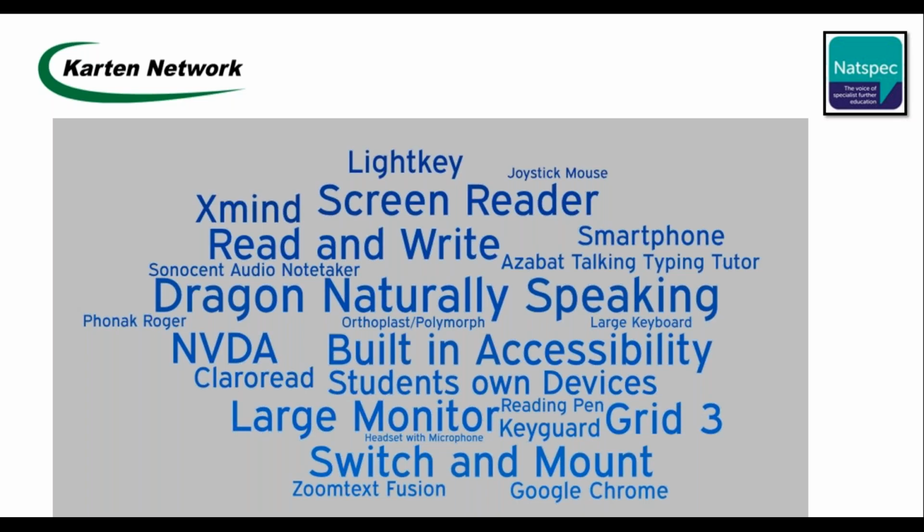So things like built-in accessibility and Dragon Naturally Speaking, Read&Write, screen readers, and things like that are very frequently mentioned. But then obviously everyone's got their own tools that they like working with, or that fit their own particular group of individuals that they're assessing on a regular basis. So things like reading pens and headsets, Google Chrome, which Neil's already mentioned, all come into it. But it's what that individual assistive technologist has found useful.